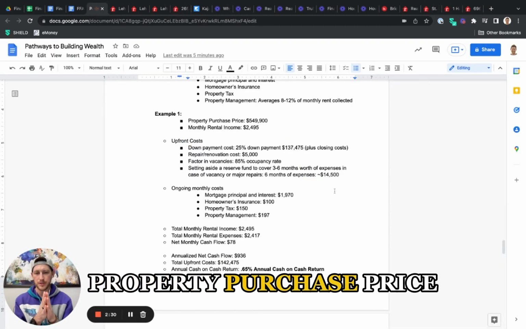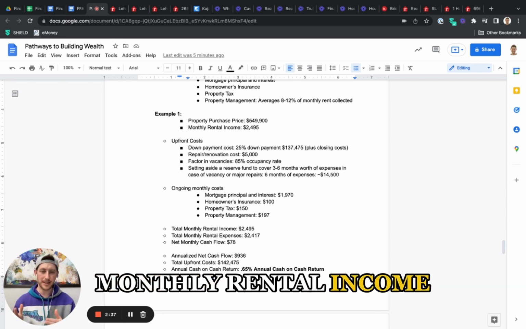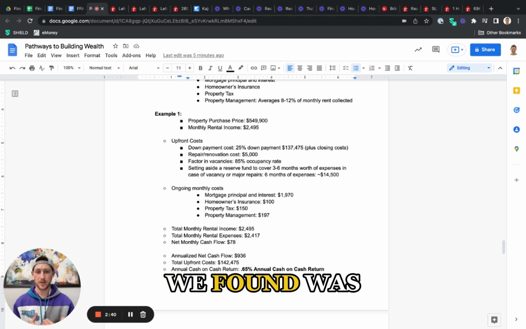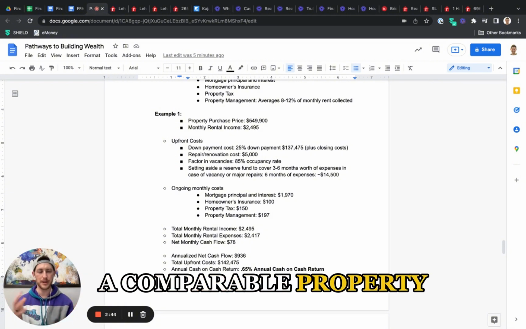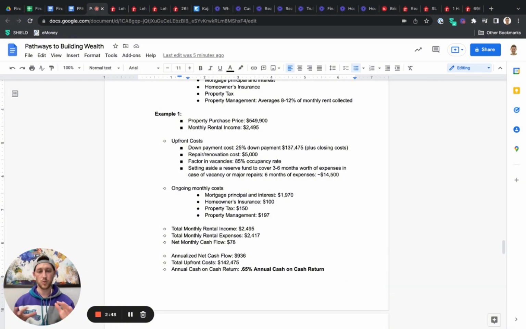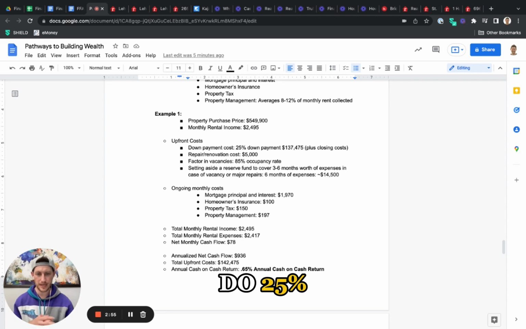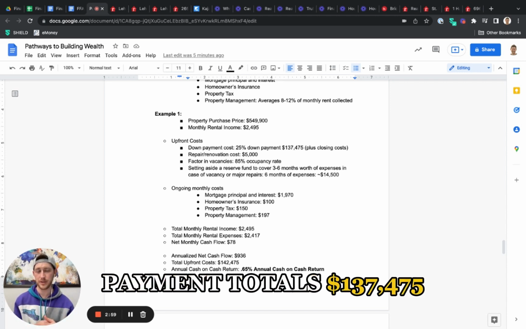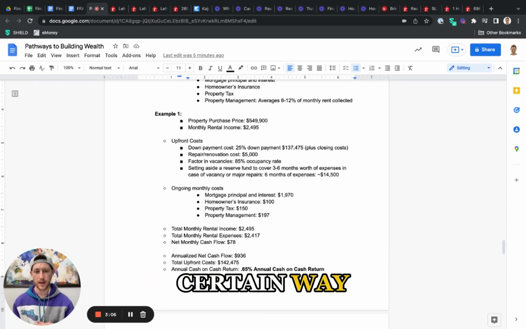So property purchase price on that one we found was $549,900. Monthly rental income on that other property we found was $24.95, because it's a comparable property in the same neighborhood. And so we're gauging off of that. Upfront costs. Now for this, the down payment, I decided to do 25%. So that down payment totals $137,475.